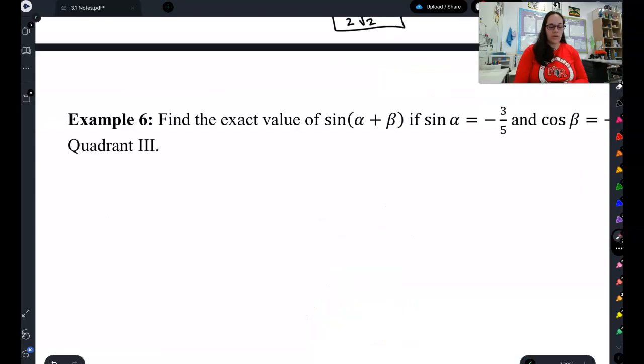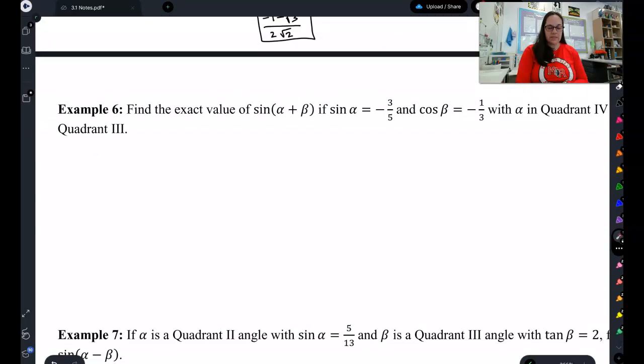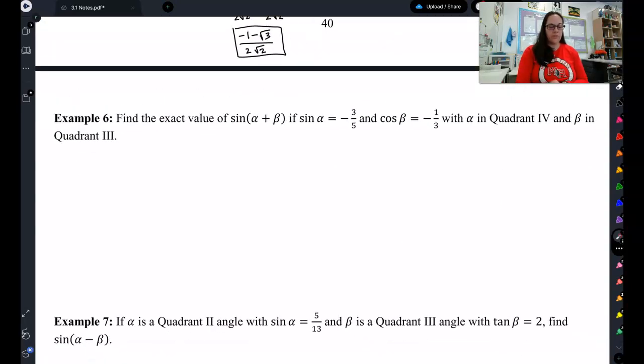Let's try another example. I like example 6. It's a little different from what we've done so far. We want to find the exact value of sine of alpha plus beta if sine of alpha equals negative 3/5 and cosine of beta equals negative 1/3.